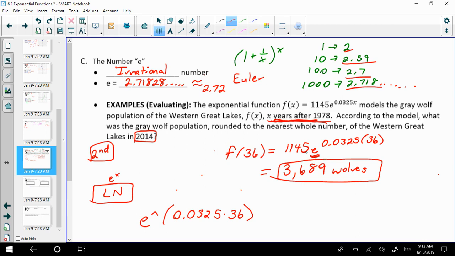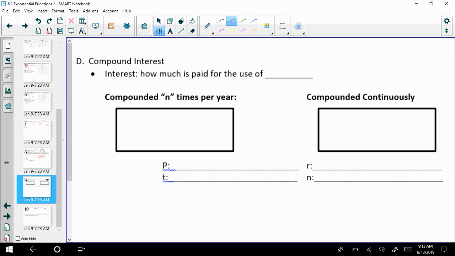By the way, anytime e appears, this is an example of exponential growth. Why is e considered exponential growth? Well, we know e is 2.72, and that's bigger than 1, so that's a growth function. We're gaining. The last examples that I want to do today are some application problems.